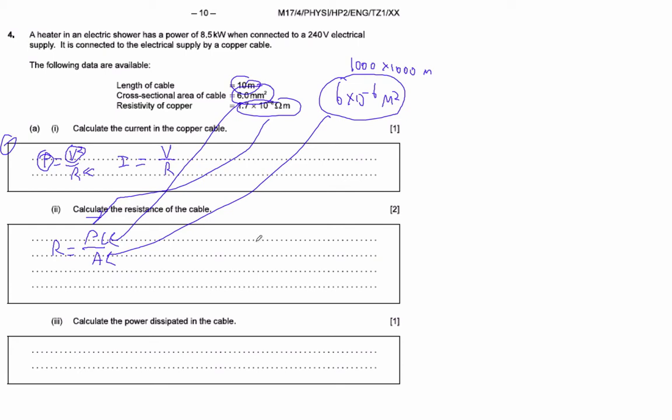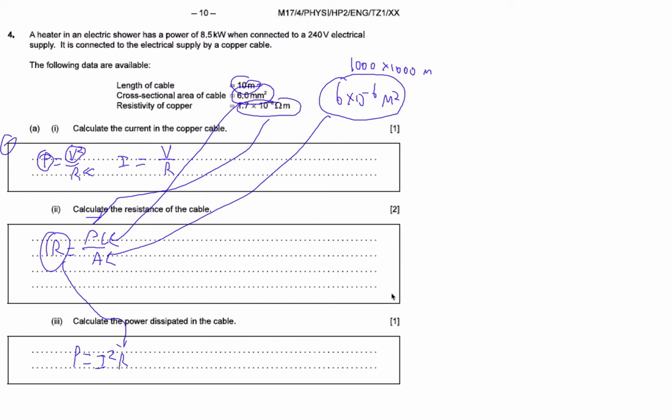Then it says calculate the power dissipated in the cable. You've got the current here, which is somewhere between 30 and 40 amps. I'm going to use P as I squared R. The resistance is this resistance, so whatever that resistance is, pop it in there. Use this current that's between 30 and 40.